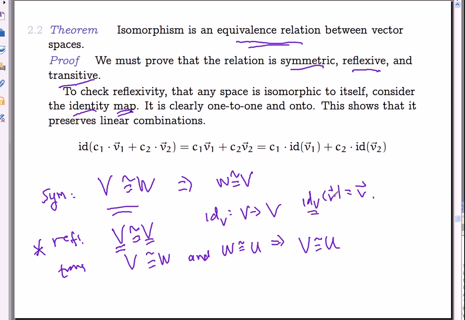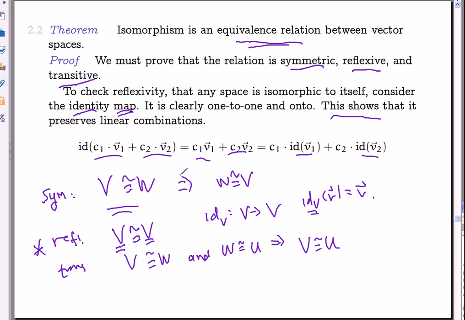Now this mapping id_V is one-to-one because only one vector maps to itself, and it's onto because every vector has itself to map to it. Okay. And if you want to show that id_V preserves linear combinations, you just take the identity operating on a linear combination, and that's just the linear combination itself. But each vector is identified with id_V, and we get the structure-preserving equation that we need. Okay, so the upshot is that any vector space is isomorphic to itself via the identity map.